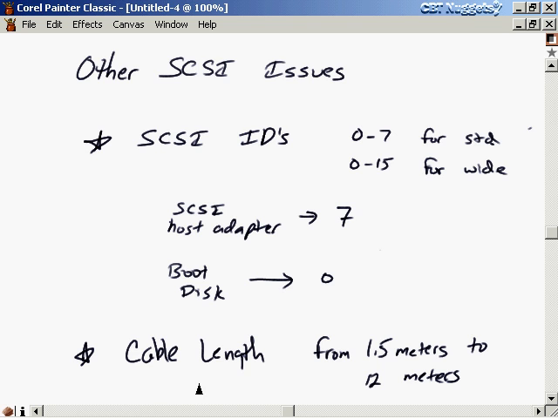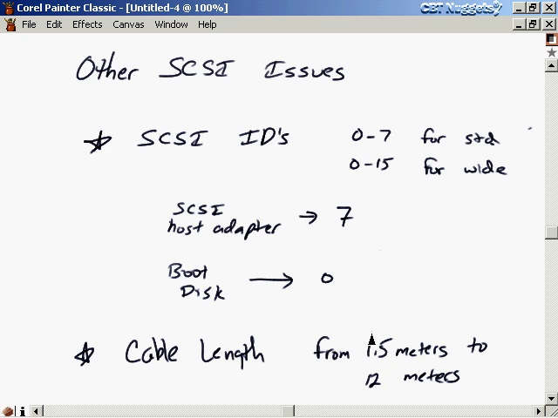Another thing that causes problems is cable length. So the cable length, depending on your variant of SCSI, whether it's standard or wide, now there's ultra SCSI and all this stuff, the cable length can range from 1.5 meters to 12 meters. And I thought I saw something recently on the web that was like 25 meters long or something for cable lengths. I couldn't find a reference to that, so I just wrote 12 here. So this could actually end up being the limiting factor to how many devices you hooked up.